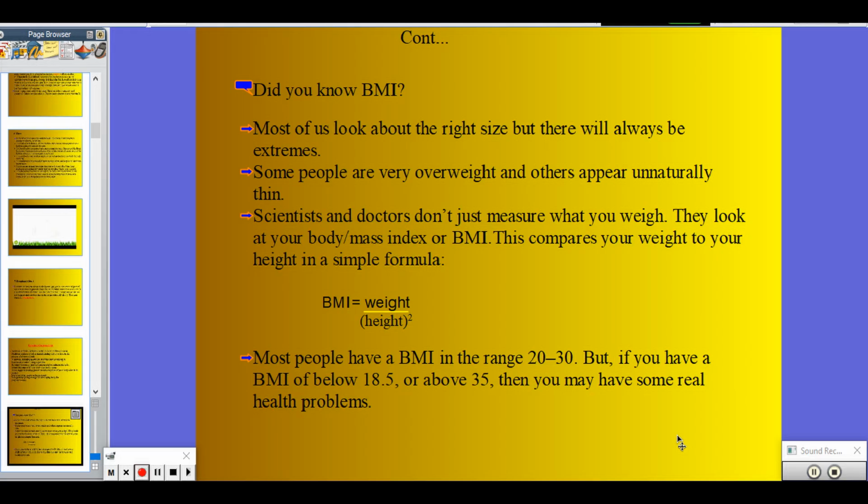Body mass index or BMI equals weight over height squared. Most people have a BMI in the range 20 up to 30, but if you have a BMI of below 18.5 or above 35, then you may have some real health problems.